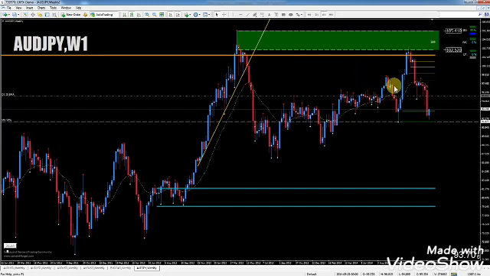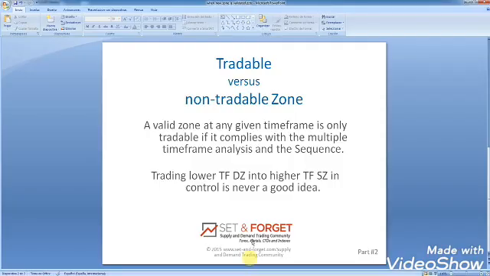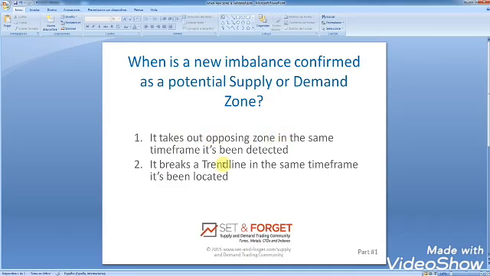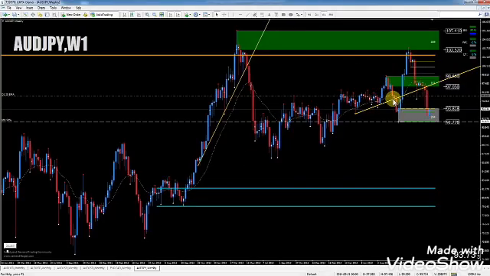Now we've got this. As we were rallying from here, okay, from there, we connected this peak with another peak. This area over there was the one, wasn't it, that broke the trend line. So this is supply. So if that's supply, then this is demand. Okay, this has to do with the previous lesson. Well, when is a new imbalance confirmed as a potential supply? In this case, it took out opposing zone demand, or it broke a trend line. What did that? It took out the trend line. So we've got a valid area of demand.